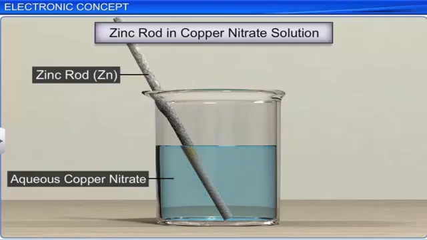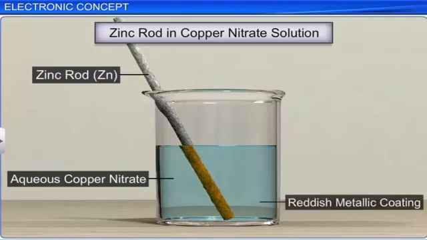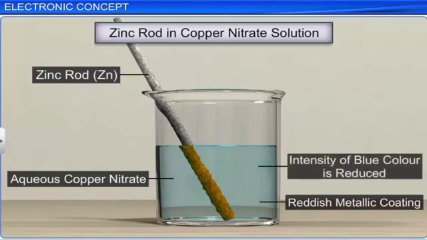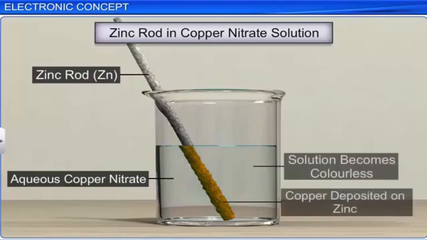After a while, we notice a reddish coating, which is due to the deposition of metallic copper, appearing on the rod. We also notice that the intensity of the blue color of copper nitrate decreases and becomes colorless after some time. This is due to the disappearance of Cu2+ ions, which are responsible for the blue color of the solution.